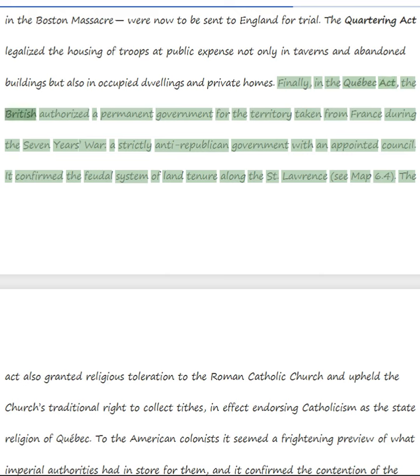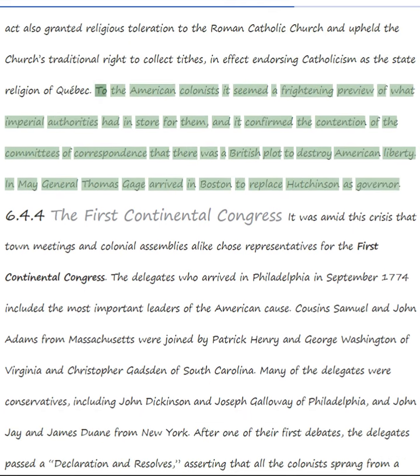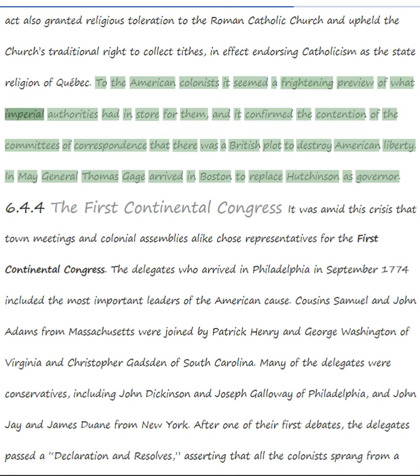Finally, in the Quebec Act, the British authorized a permanent government for the territory taken from France during the 7 Years' War, a strictly anti-republican government with an appointed council. It confirmed the feudal system of land tenure along the St. Lawrence. The Act also granted religious toleration to the Roman Catholic Church and upheld the Church's traditional right to collect tithes, in effect endorsing Catholicism as the state religion of Quebec. To the American colonists it seemed a frightening preview of what imperial authorities had in store for them, and it confirmed the contention of the Committees of Correspondence that there was a British plot to destroy American liberty. In May, General Thomas Gage arrived in Boston to replace Hutchinson as governor.